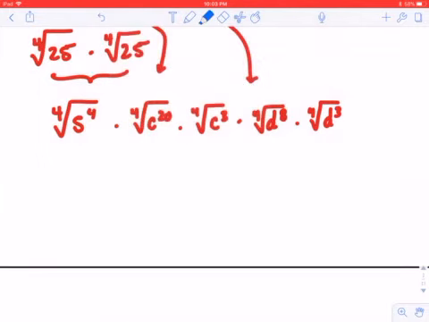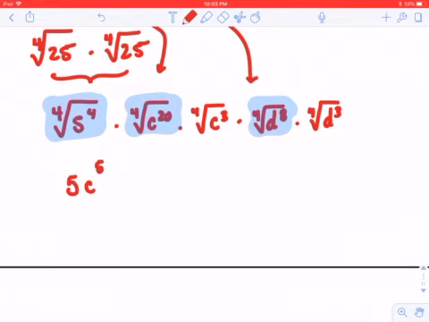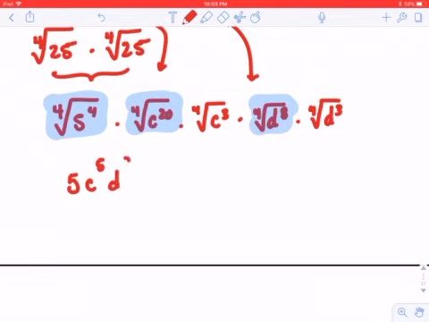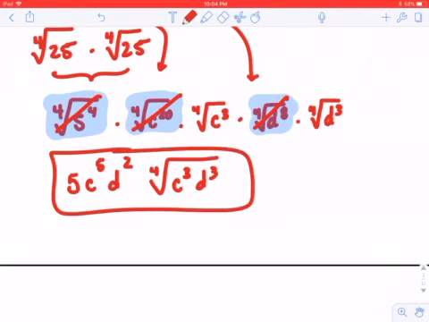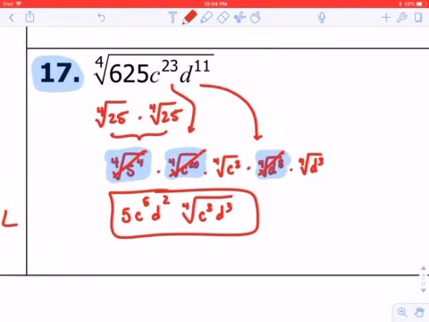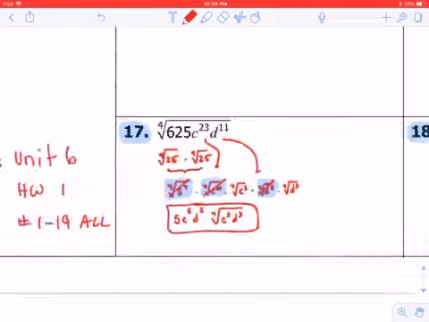Okay, so again, I can pull out this 5 to the 4th, the c to the 20th, and the d to the 8th. So those are the 3 terms getting pulled out. So I'm going to have 5, and then c to the 20 over 4, 20 divided by 4 is 5. d to the 8 over 4 is d squared. And those are now pulled out, and we just have the 4th root of c cubed d cubed. And that's 17.